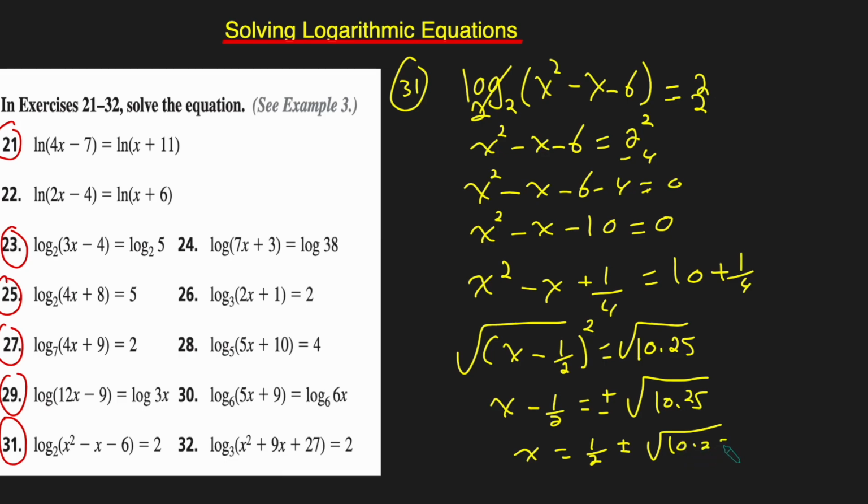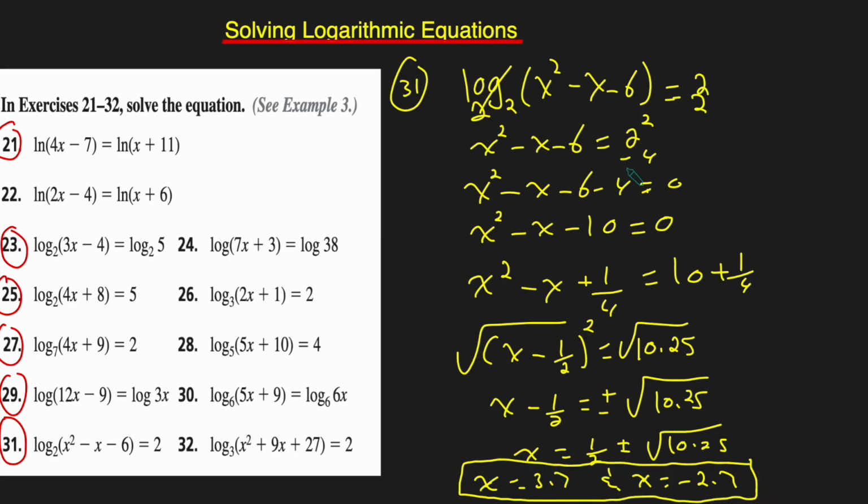If you put that in the calculator, I came up with x equal to 3.7 and x equal to negative 2.7. Now, plugging these values back into our original log equation, both solutions would work. The first positive one would work, and the second, because we have the square and the negative times the negative is going to give us a positive. Both solutions would work.